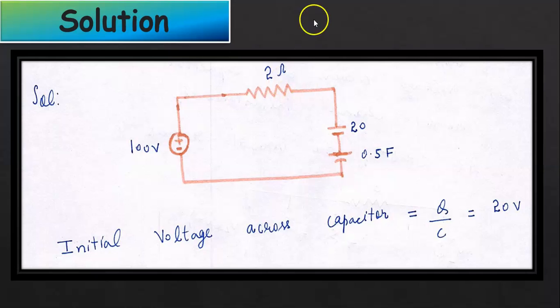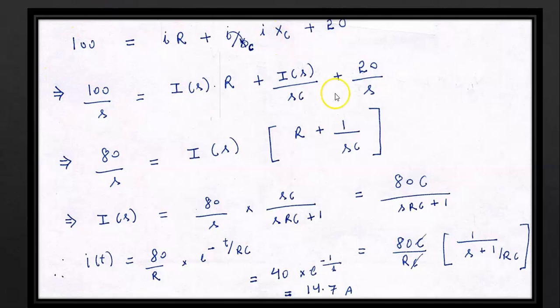Now writing the network equation and taking Laplace transform and solving for IS will be equal to 80C divided by SRC plus 1. Taking inverse Laplace transform, IT will come out to be 80 by R into e raised to power minus t by RC. Substituting for t is equal to 1 second and R and C, we will get current IT equal to 14.7 ampere. We move on to the next numerical.